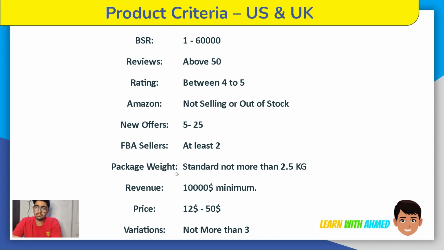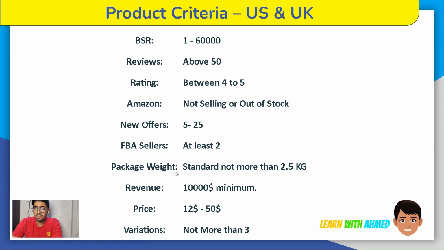But this is not something that is constant. It is variable. The product criteria can change according to your budget, according to your category, according to your client's requirement. There are certain categories which can give you around 20K products with this criteria. Actually, this criteria is for newbies or the person who is hunting for the first time. So this is more for them.